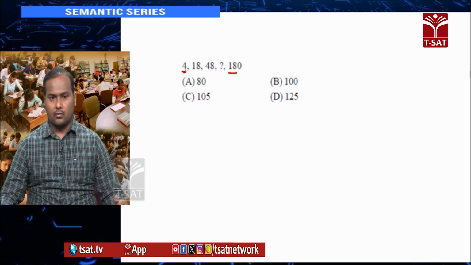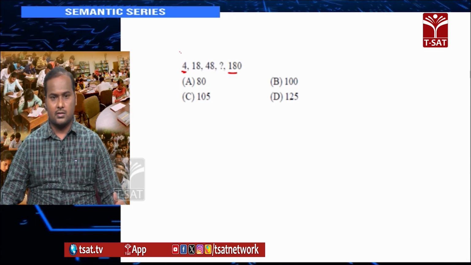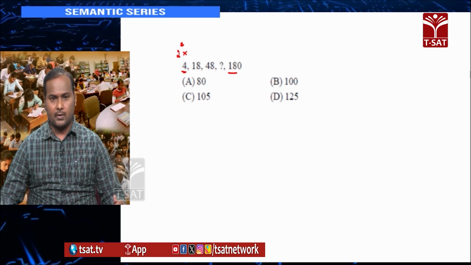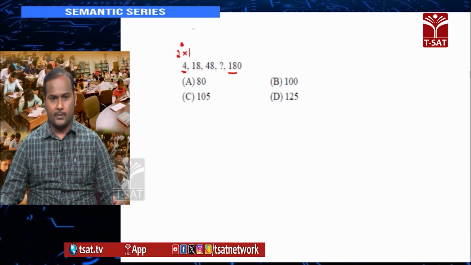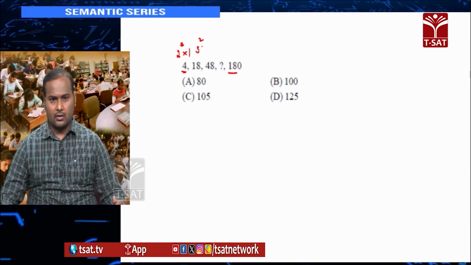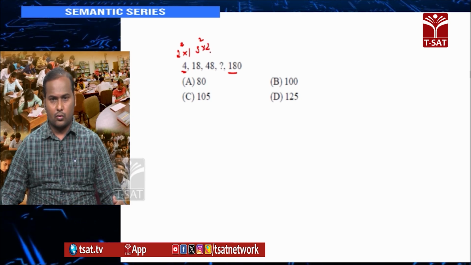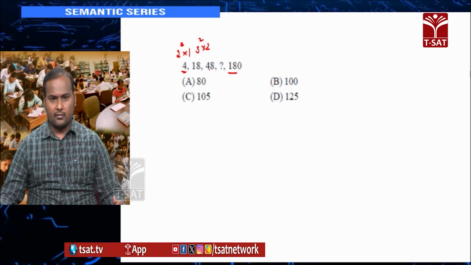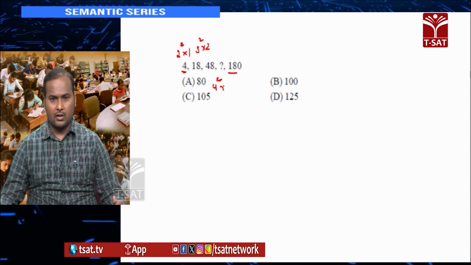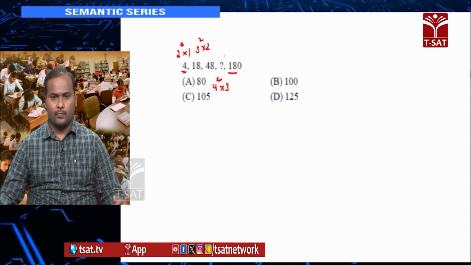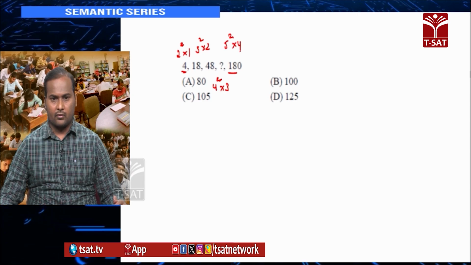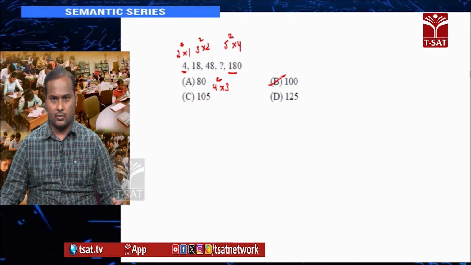The moment you see 4, the first thing that strikes your mind is that it is a square, that is 2 square. So, I can write it like 2 square multiplied by 1. And if you see 18, it is 3 square multiplied by 2. The moment you see 48, the 48 is 4 square multiplied by 3, that is 16 into 3. Obviously, the answer will be 5 square multiplied by 4, that is 100 is your answer.